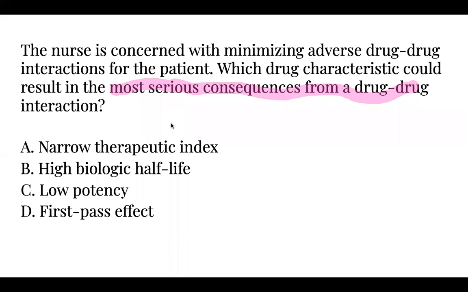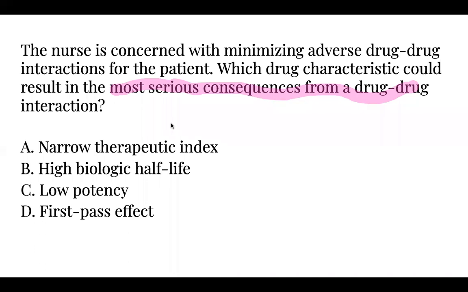So a narrow therapeutic index, what does that mean? That means the level that is effective or therapeutic and the level that's toxic are very close together. So that could be very dangerous. Next, high biologic half-life. So what's a half-life? A half-life is the amount of time that 50% of the drug concentration is out of the body.